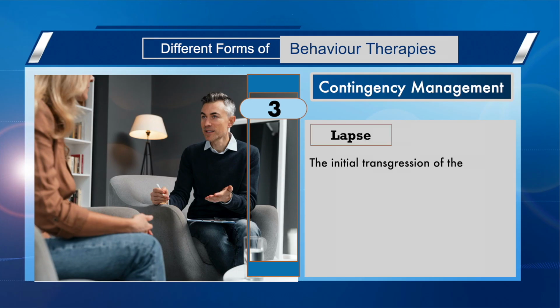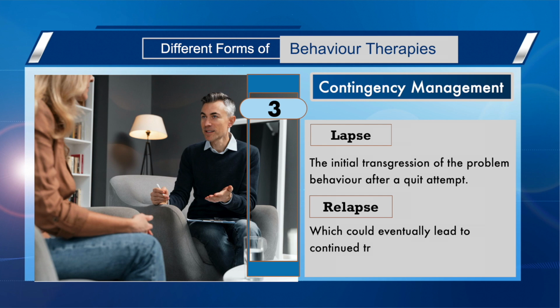In simpler terms, the initial transgression of the problem behavior after a quit attempt is defined as a lapse, which could eventually lead to continued transgression to a level similar to before quitting, and is defined as relapse. So, when you restart the substance use, it is a lapse, but when you go back to the older pattern of use of the substance, it becomes relapse.